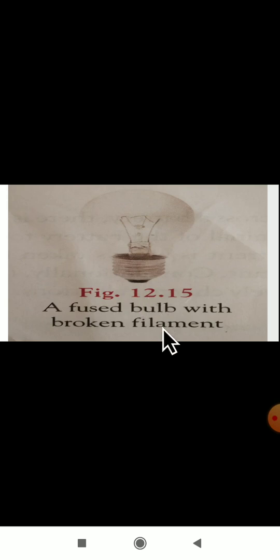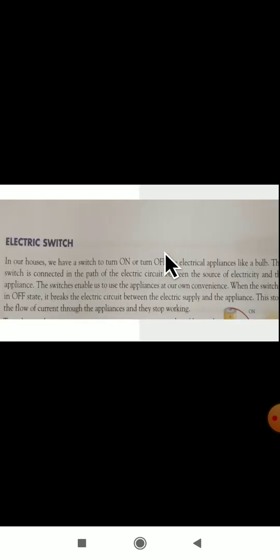Next we will move to the next concept. Here they have given one figure, 12.15, a fused bulb with a broken filament. You can observe here the filament has broken. If this filament breaks, then the bulb doesn't glow. The filament in the bulb should be proper and connected to the two thick wires, then only the bulb will operate.